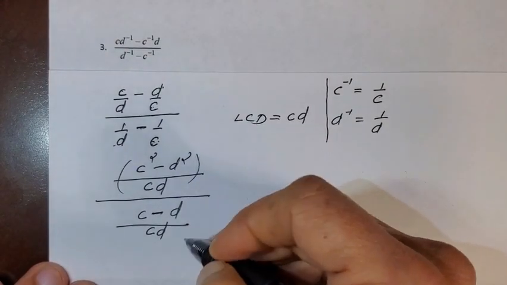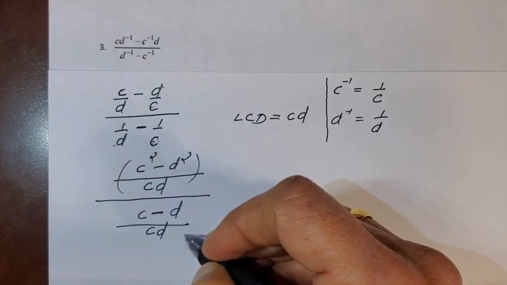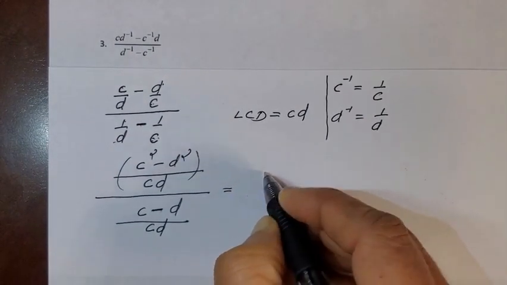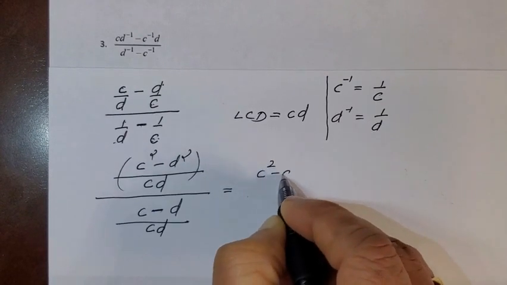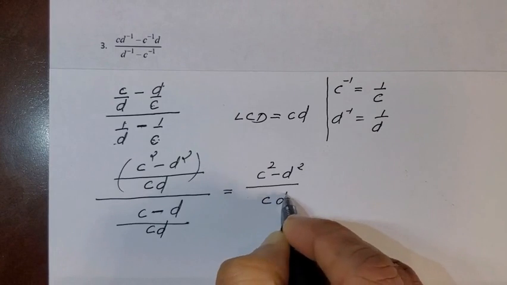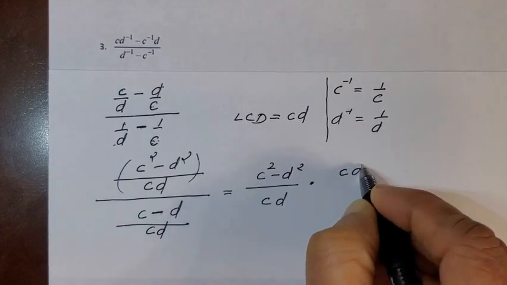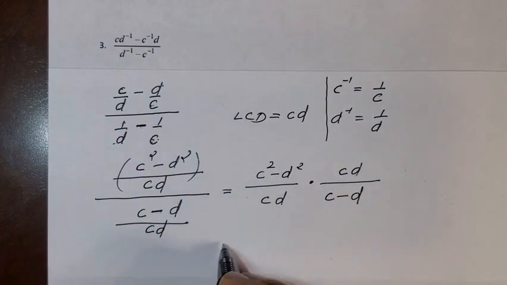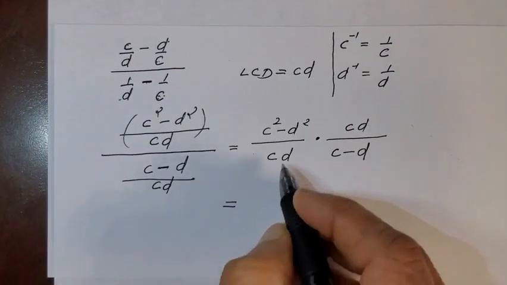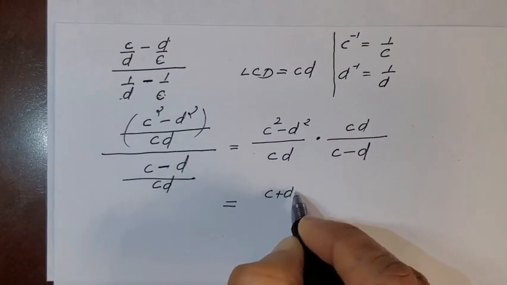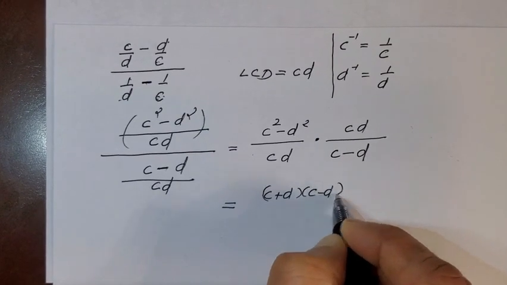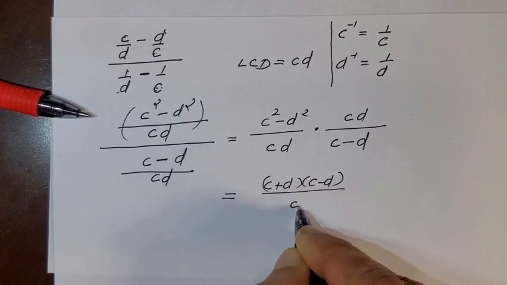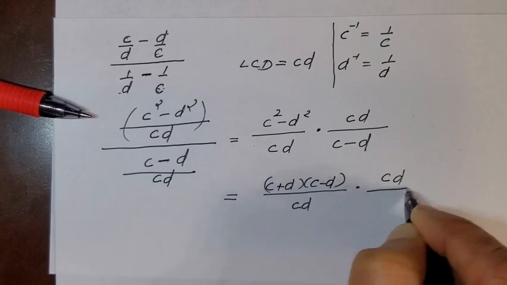Since the first expression is divided by the second expression, it is easy to multiply the first expression by the reciprocal of the second expression. So c squared minus d squared divided by cd is multiplied by the cd, goes on the top, divided by c minus d at the bottom. Okay, so just simplify this. C squared minus d squared is c plus d times c minus d divided by cd times cd divided by c minus d.